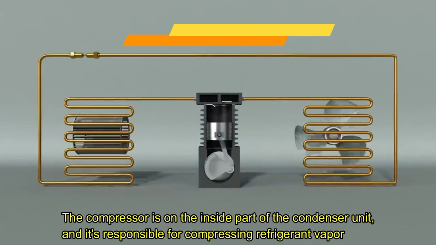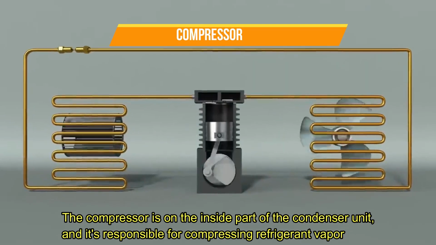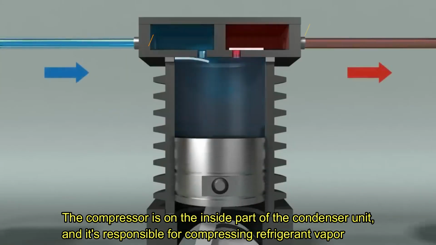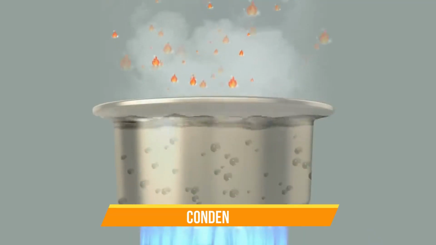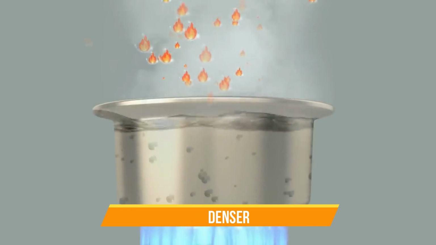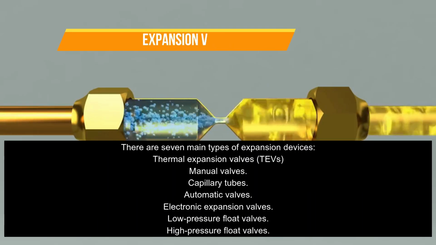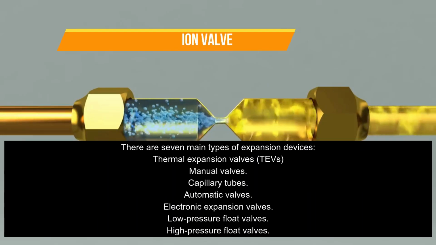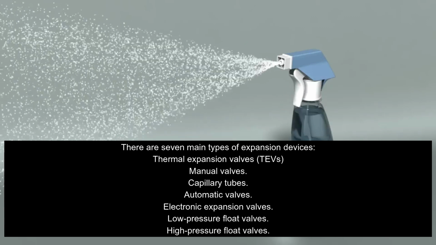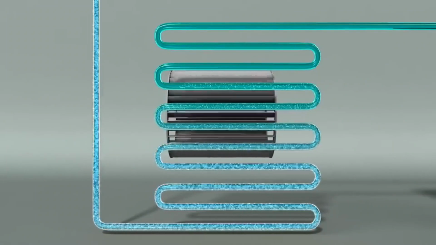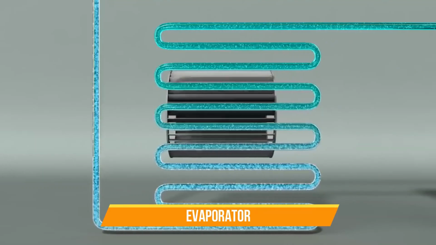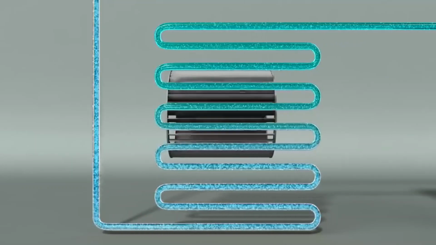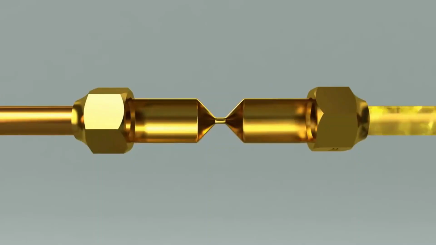Number one, the compressor, which is the heart of the system, is a pump that pressurizes the refrigerant. Number two, the condenser, facilitates the heat transfer. Number three, the expansion valve regulates the flow of refrigerant going to the evaporator. And number four, the evaporator receives the liquid refrigerant. We have two components that separate the low pressure and high pressure sides: the compressor and the metering device.